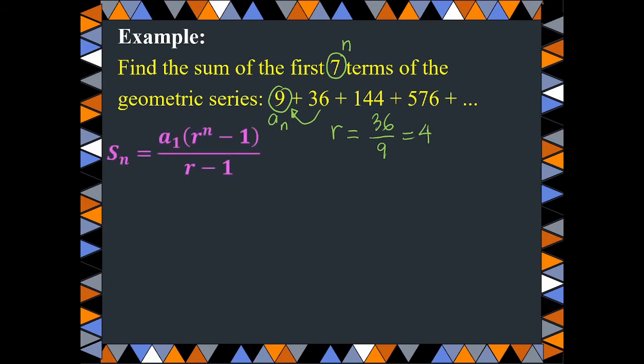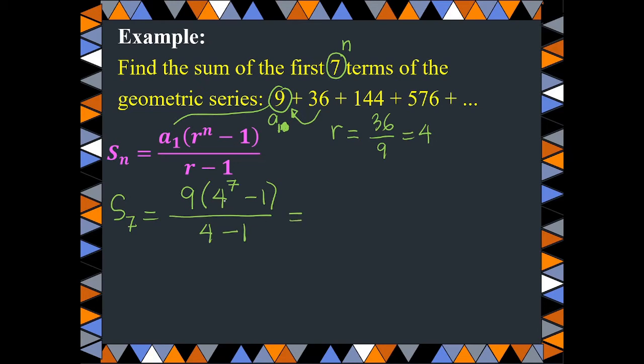Let's introduce our formula. There you have it. So this becomes S sub 7 because n is equal to 7. This is the first term, by the way. That's not an a sub n. That's the first term. Sorry for that. So the first term is 9. Right? And then r is 4, raised to 7 minus 1, over 4 minus 1. Substitute everything in your formula.